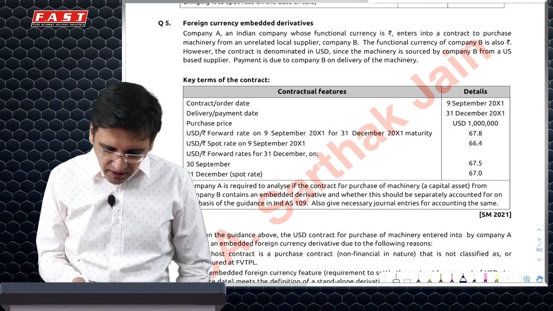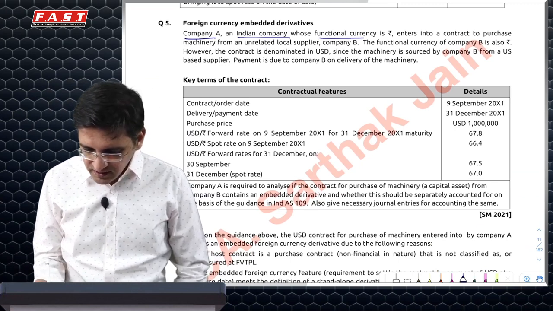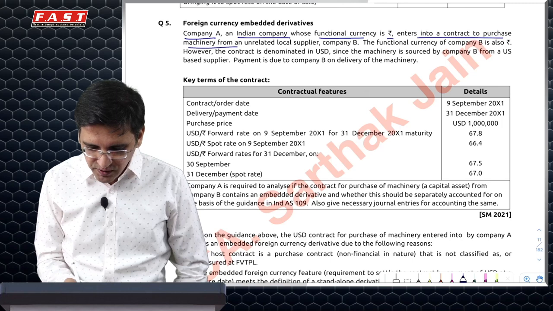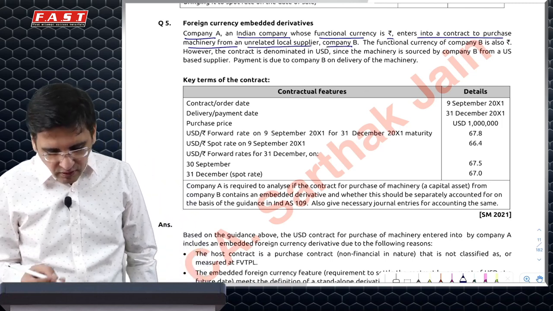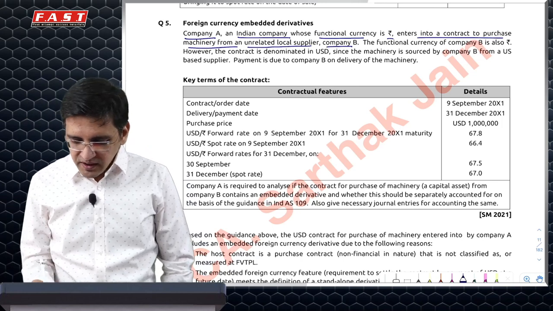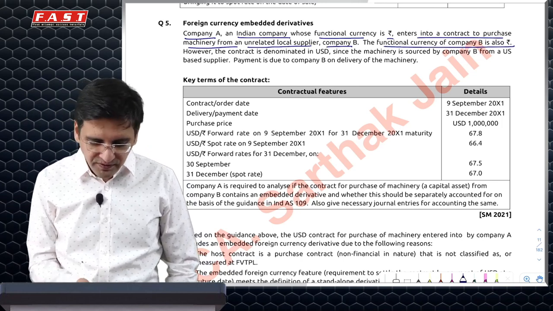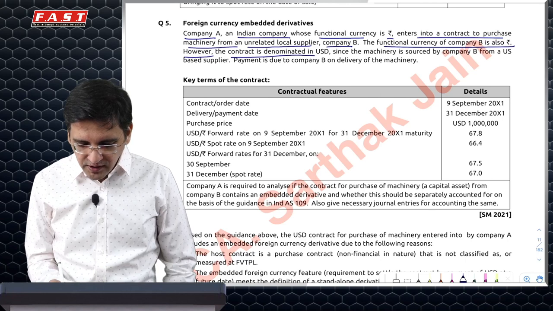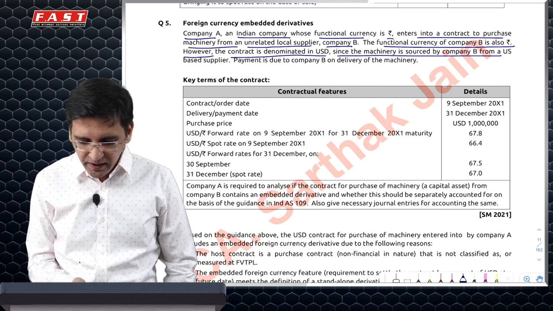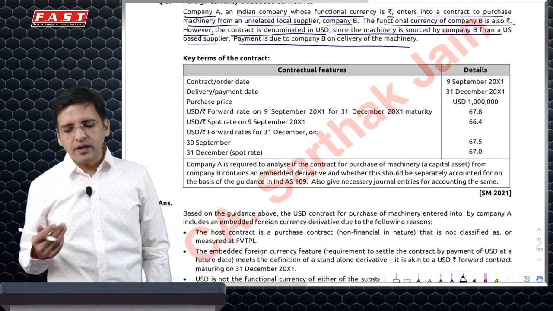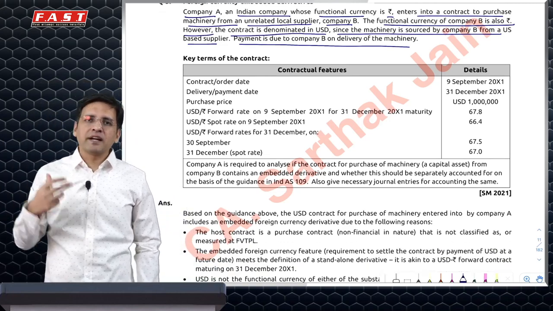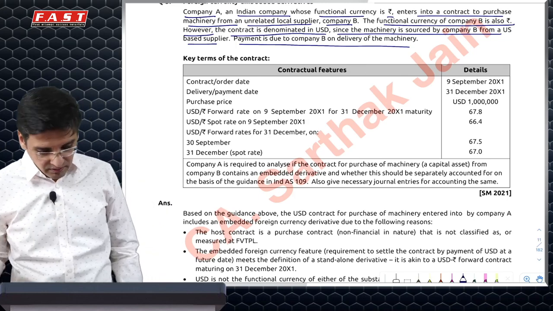There's another similar contract which says company A, an Indian company with functional currency rupees, enters into a contract to purchase machinery from an unrelated local supplier, company B. That is also a local supplier, so the functional currency of company B may also be rupees. However, the contract is denominated in dollars since the machine is sourced by company B from a US based supplier. They have denominated it in dollars because B is buying it in dollars and that's why it's selling it in dollars. That's okay.